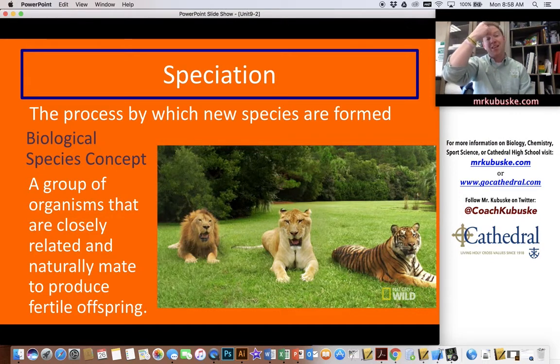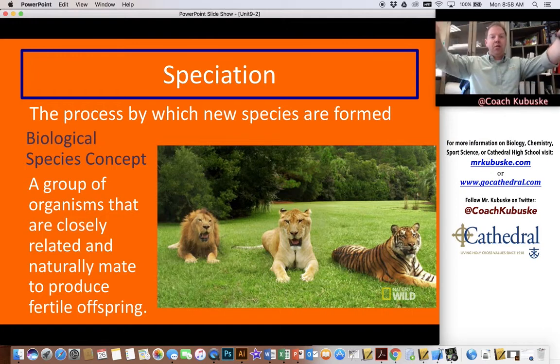But the difference is that their offspring, the reason lions and tigers are still considered different species, their offspring cannot reproduce. Ligers are infertile. The same thing occurs in donkeys and horses. They can create a mule, but that can't reproduce. Even goats and sheep, same thing. They can produce an offspring, but that offspring itself cannot reproduce. It's infertile, so those are considered different species now.